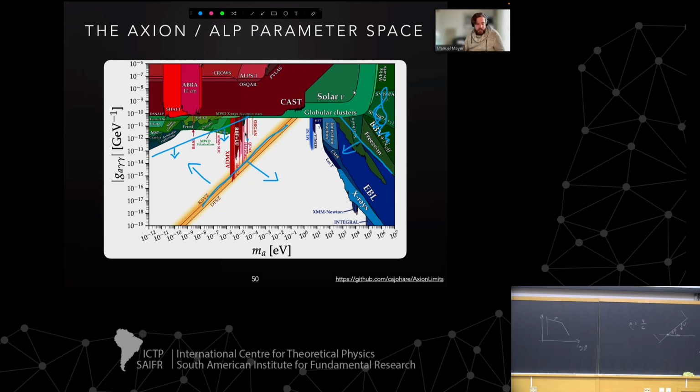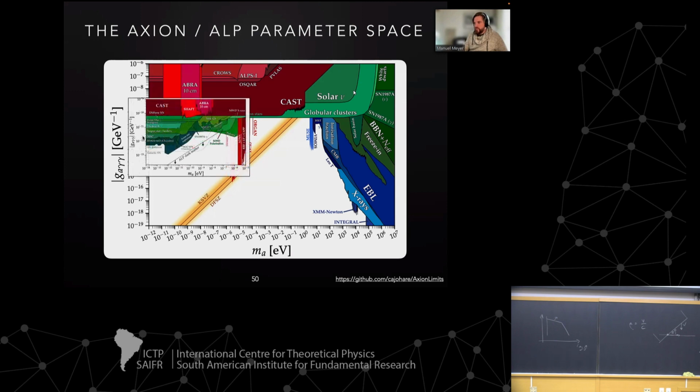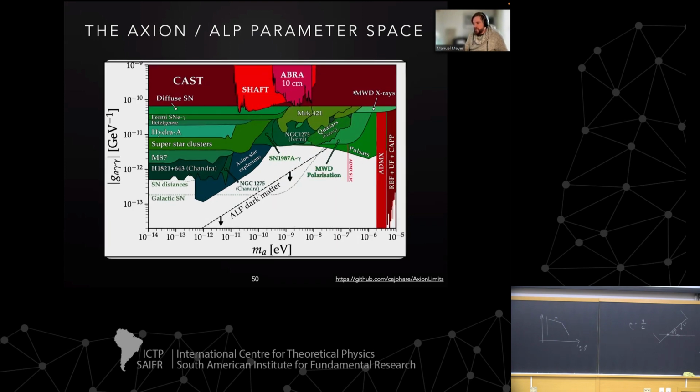Okay. So what else do you see on this plot? You see a lot of colored regions, and these are constraints. So people have looked for the axions using astrophysical probes, using laboratory experiments. So far, no one has found any sign of the axion. And what we'll talk about today is essentially the parameter space up here, so very light axions.